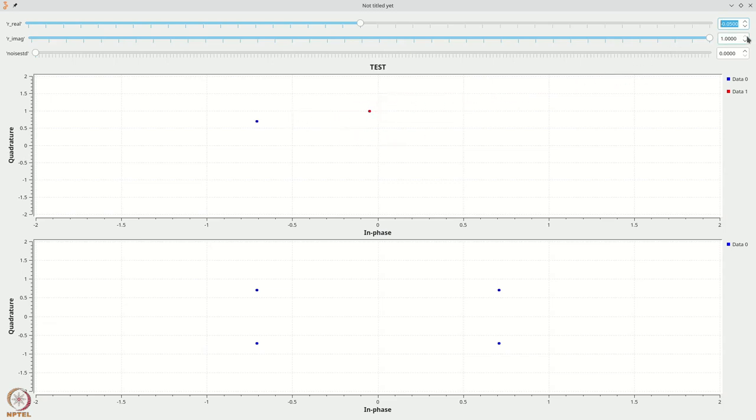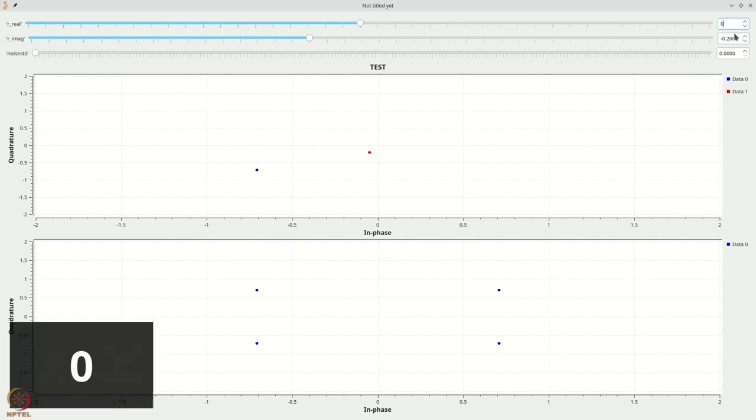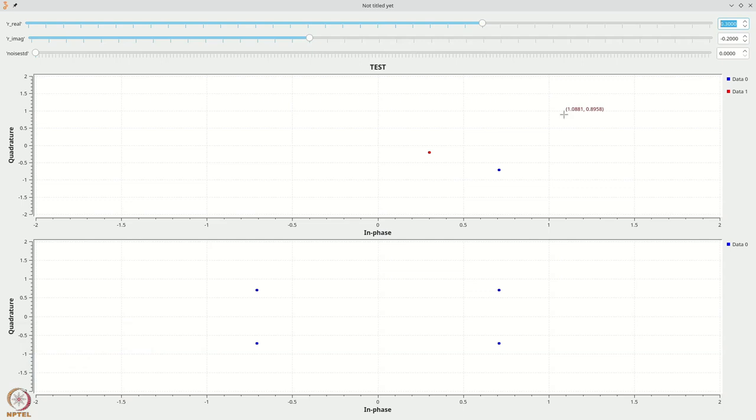Let me move it down a little. If I move it below 0, you can see that it moves to minus 1 by root 2 minus j by root 2. And if I move it to the right, let's just make this rather than scroll it, let us make it 0.3. So this actually does the right thing. It does the minimum distance decoding. As I move this test point around, it does give me the right point.